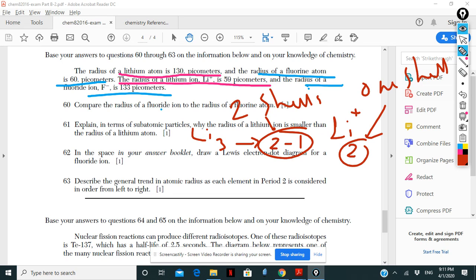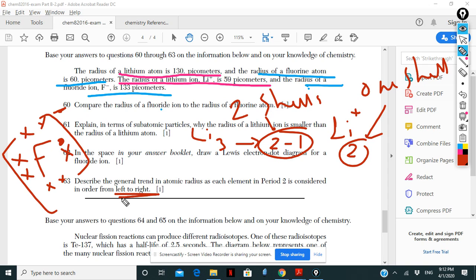Okay. Now draw the Lewis electron dot diagram for fluoride. So we know that fluorine has 7 valence electrons, and it's going to gain 1 electron, and in that case it's going to be negative because it has 1 more electron. Describe the general trend of the atomic properties for period 2 in order from left to right.